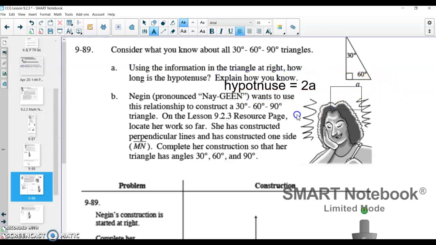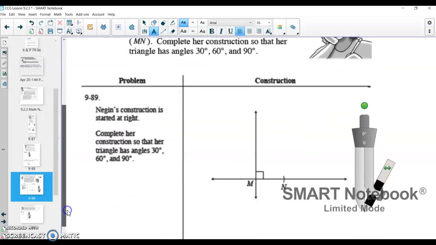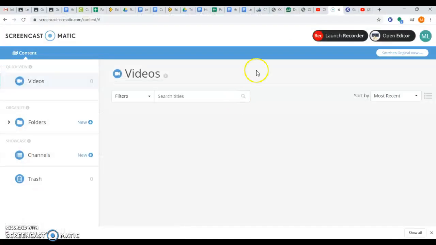All right, and then we're going to use that idea when we try to construct this 30, 60, 90 triangle. They give us this on the resource page. This is what the resource page looks like. They give you a 90-degree angle and an N, but this is like if we were working with pencil and paper, so I'm going to show you how to do this on the E tool.